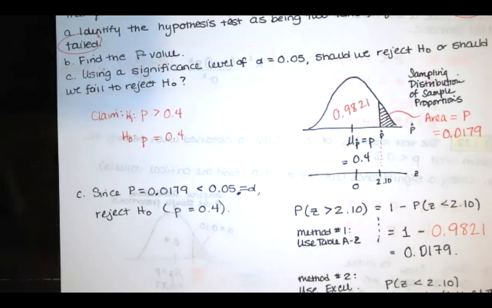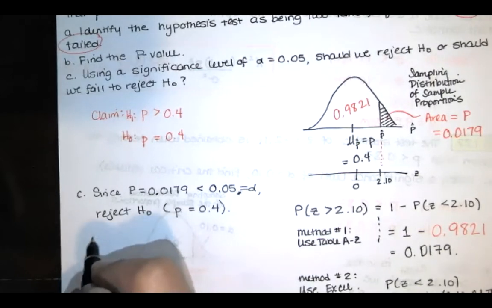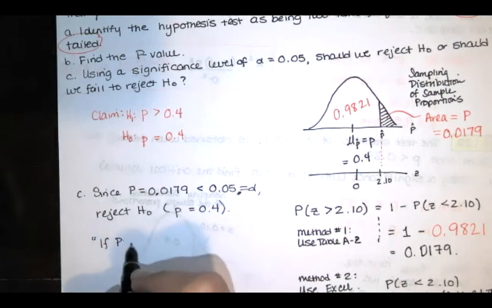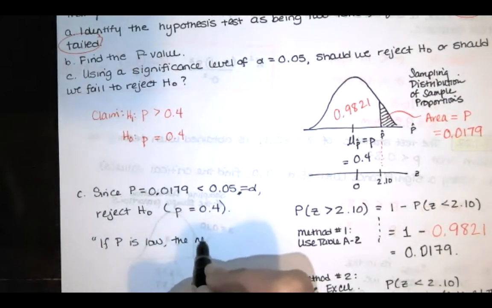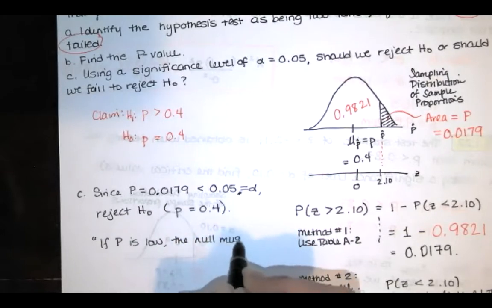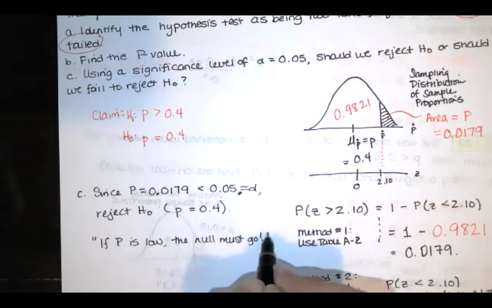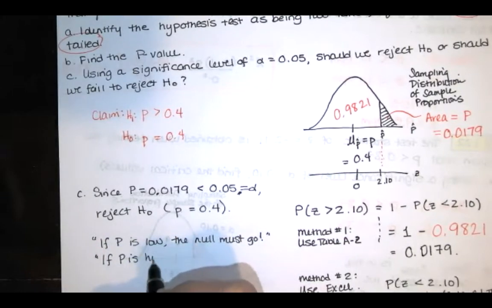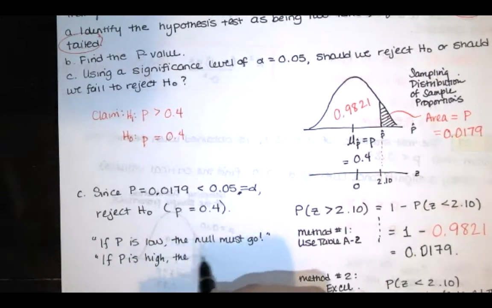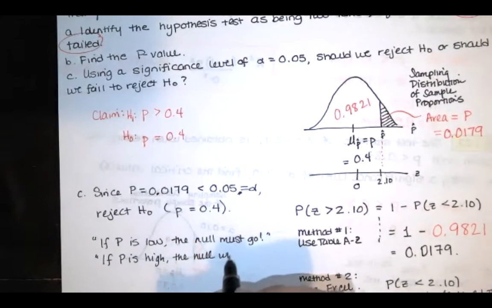Now, if you're looking for just a hard and fast rule, you may have heard this. If p is low, the null must go. There's your mnemonic device. So reject the null. Or if p is high, the null can fly, or the null will fly.